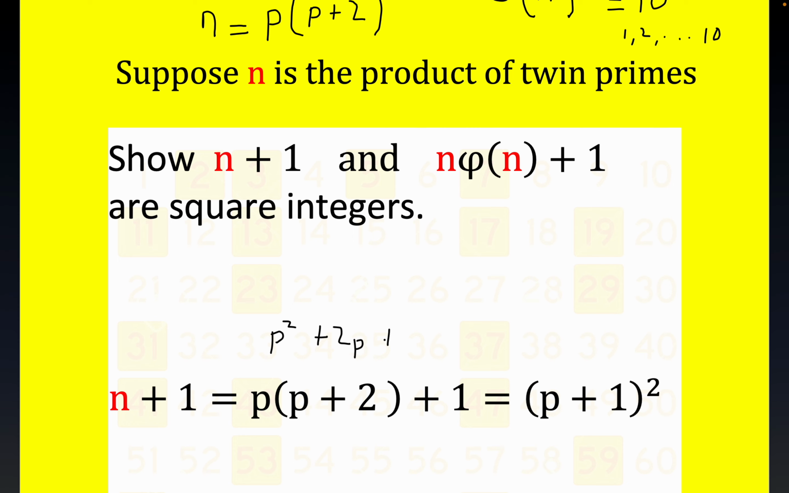When you expand this out, you get this right here, and that's of course just p plus 1 squared. So that is a square. It's a square integer, right? P plus 1 quantity squared. And again, we did not appeal to the primality there. Okay, so we're done with this part. Now let's go down and take a look at the next part.